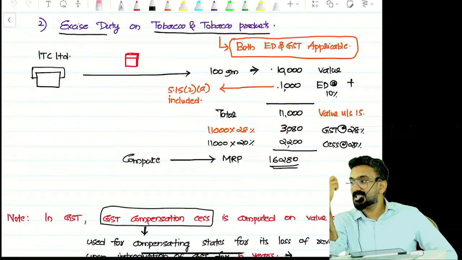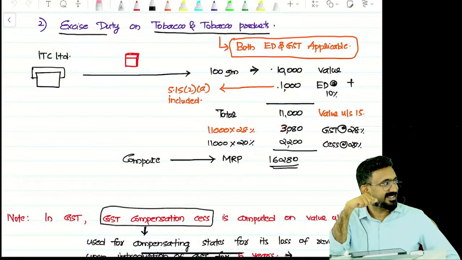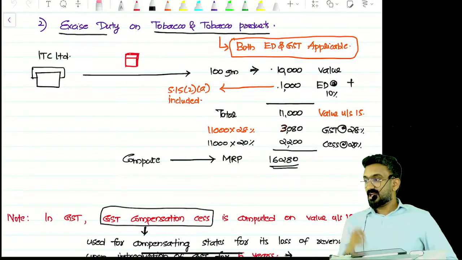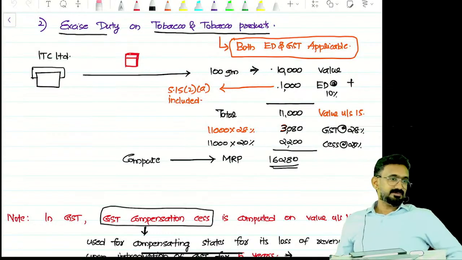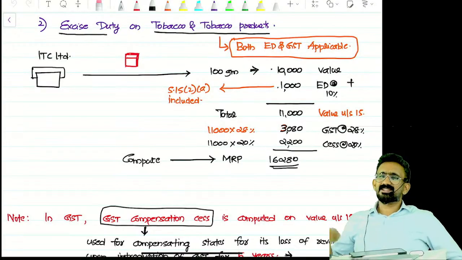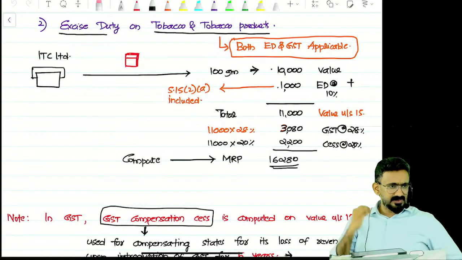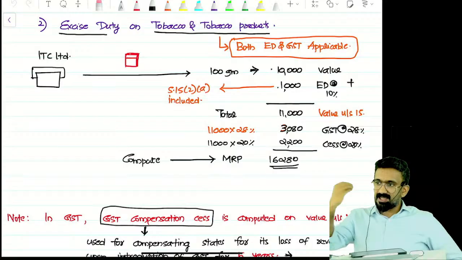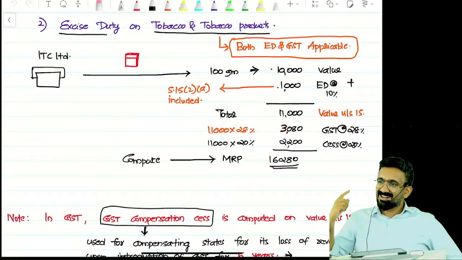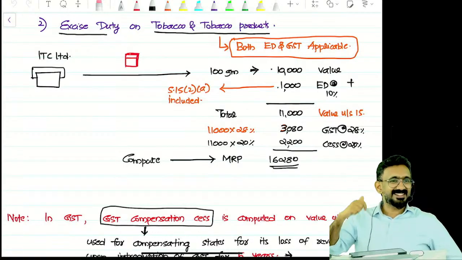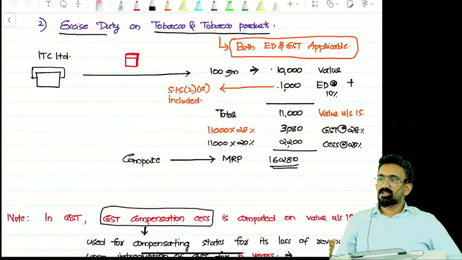Then I have added something more for extra learning here. What is it called? Cess. I have written cess at 20%. My next question: what is cess? Normally our understanding is that cess is a tax on the tax, right? Income tax is computed like that; on income tax we have cess. However, GST cess does not mean that.